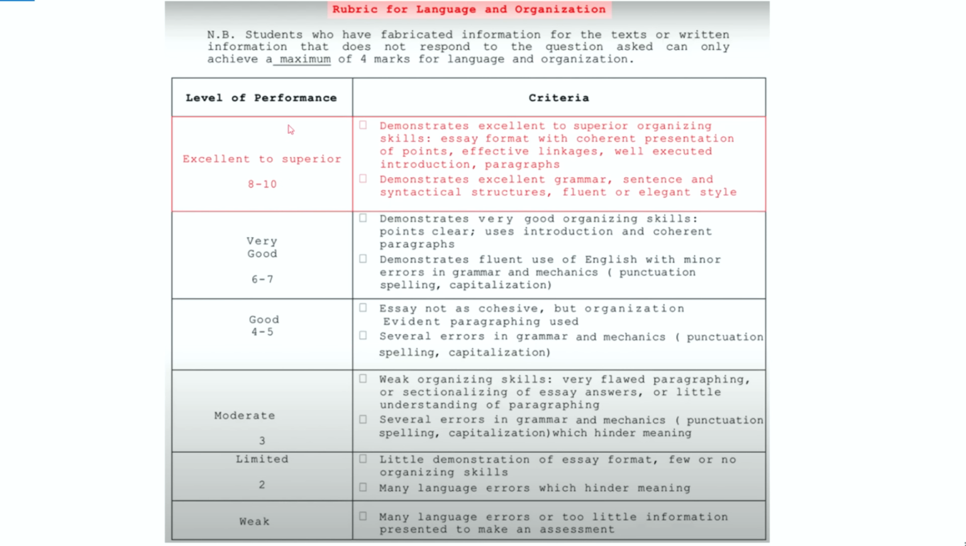And in order for you to get these 10 points, you have to demonstrate excellent to superior organizing skills, essay format with coherent presentation of points, effective linkages, well-executed introduction, paragraphs, and so on. I'll be showing you all of this in the first part of this video. Basically, how you organize your points to get those 10 marks. And of course, sentence structure, paragraph structure, all of this would be under the umbrella of language and organization. So that's only 10 of the marks.